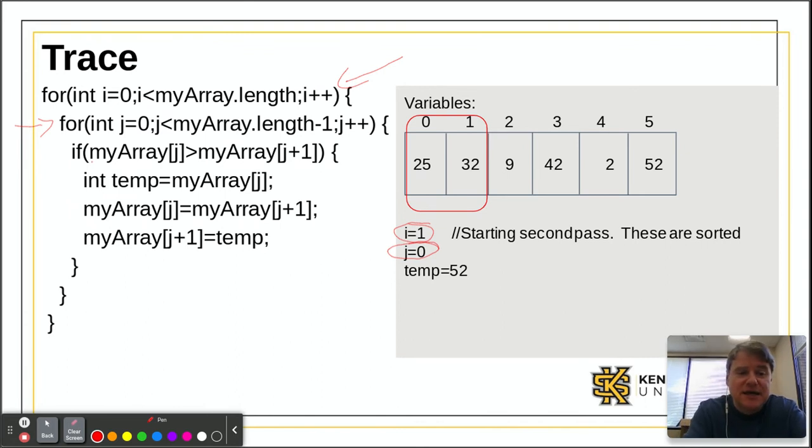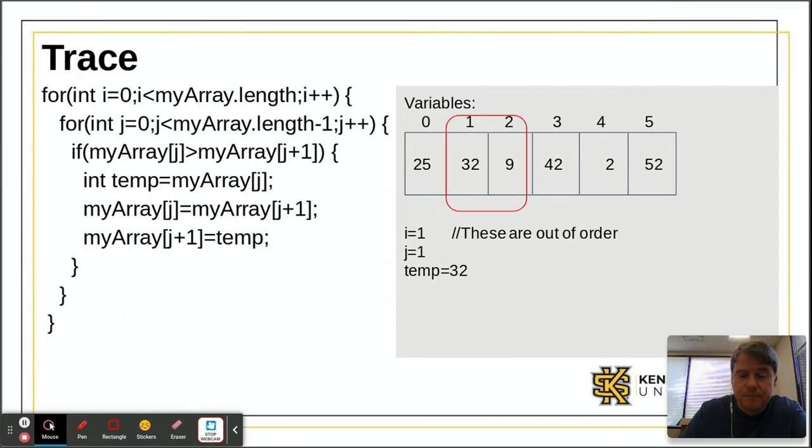It checks if my array at position 0, which is 25, is greater than my array at position 1, which is 32. Well, 25 is not greater than 32, so there's actually nothing to do there. So we're going to move on. j gets incremented. j is now equal to 1. And that means we're now going to check in the if statement whether 32 is greater than 9. Well, 32 is greater than 9, so the if statement is going to have to fire.